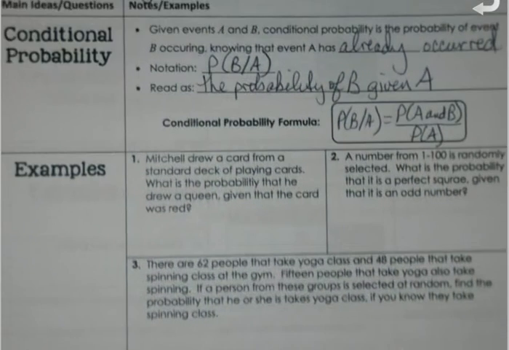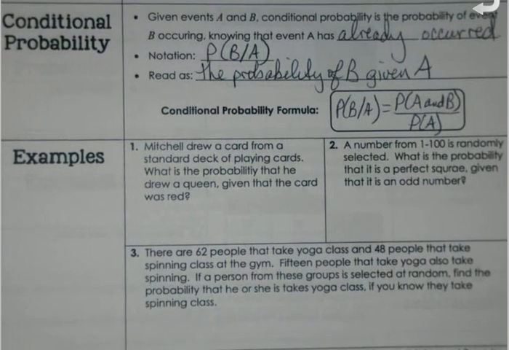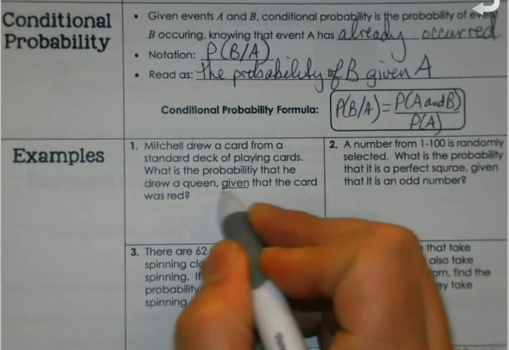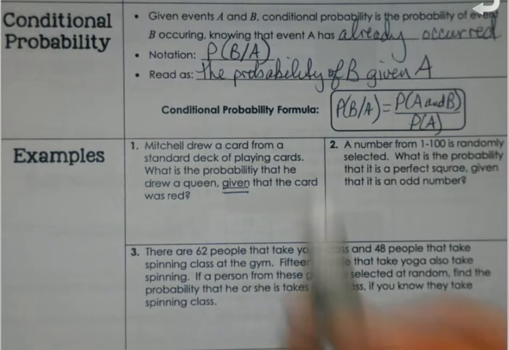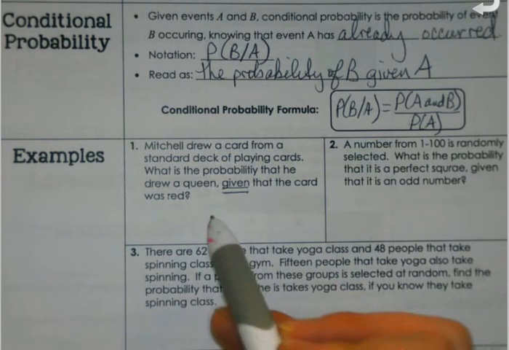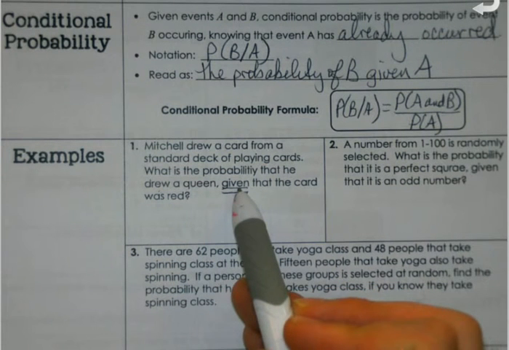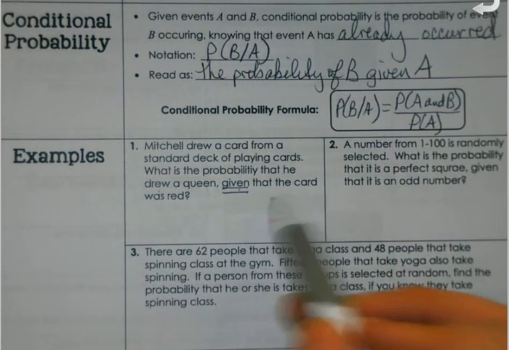So, okay. Example 1. Mitchell drew a card from a standard deck of playing cards. What's the probability that he drew a queen given that the card was red? Now, here's the part that I have to think about a little bit. Okay, we'll use the formula this first time, and then we'll think about it a little to see if we can simplify it some. So what's the probability that he drew a queen given, okay, the given part is my A, that the card was red.